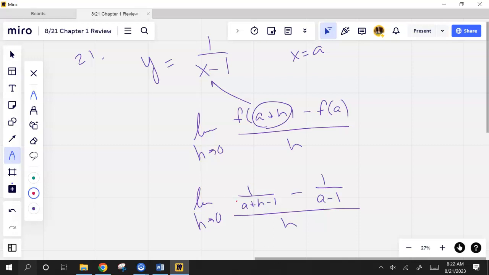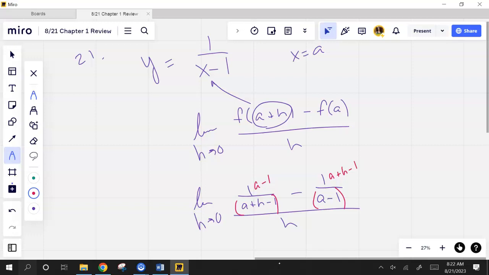All right, well, let's see. I'm going to give this one an a minus 1. I'm going to give this one an a plus h minus 1, so that the denominators are the product of the denominators here. Are y'all following me? No, because you got to multiply.